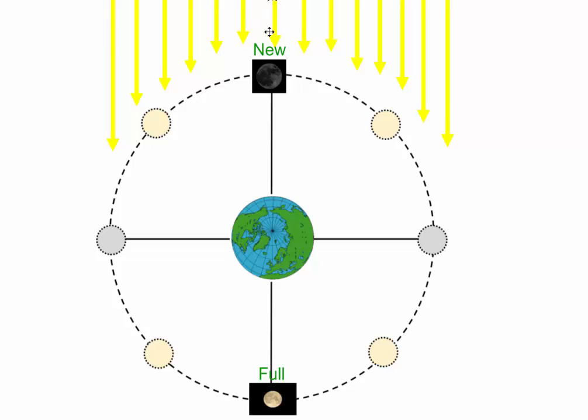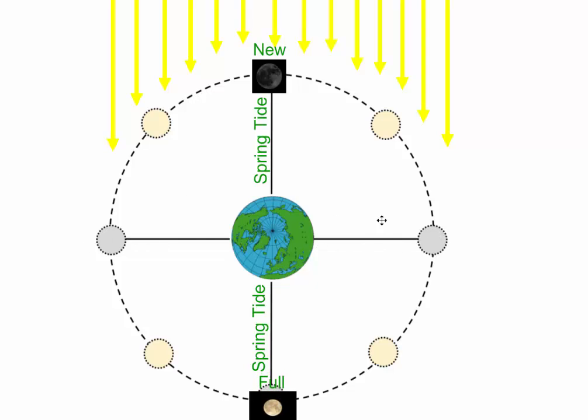They're in a straight line, either in between the sun and the Earth or on the opposite side. These are important when it comes to tides because they're associated with spring tides, the highest high tides and the lowest low tides.